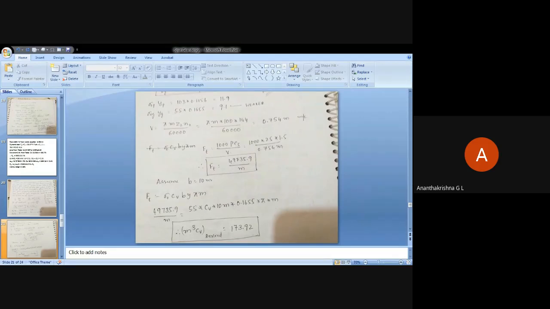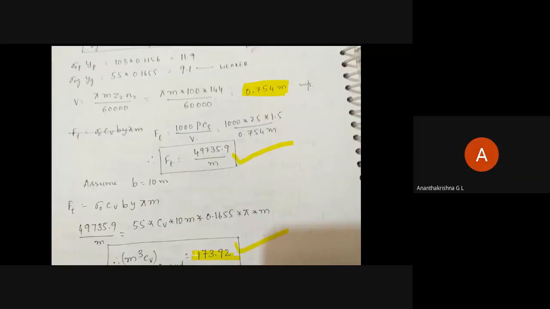Did you get the answer? Is there any variation in answer? No, sir. Okay. So FT is 49,735. Maybe somewhere close to that you would have got a little bit here and there. That doesn't matter. And V is 0.754 times module. Correct? Others? Chaitanya, getting the values? Yes, sir, I'm getting. Okay. Tirumani Shetty, getting the values? Yes, sir. Okay.